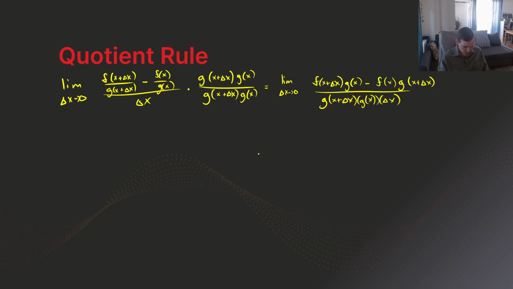Just checking my notes to make sure I've got this properly. Yep. And then, like we did with the product rule, I'm going to add and subtract the same thing, which is effectively adding 0. So I'm going to do plus f of x g of x minus f of x g of x. So that's equal to 0, which means I haven't changed my expression at all.